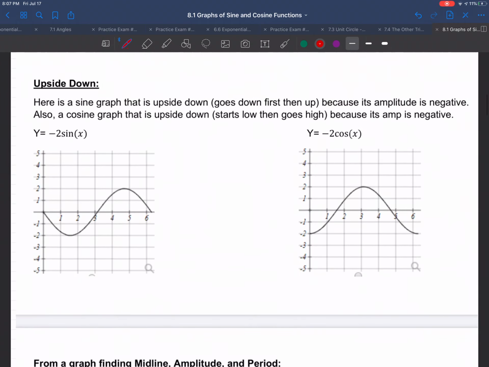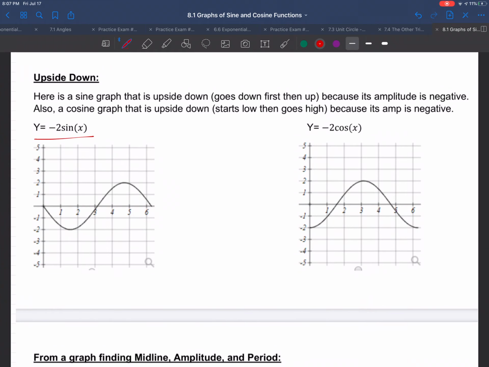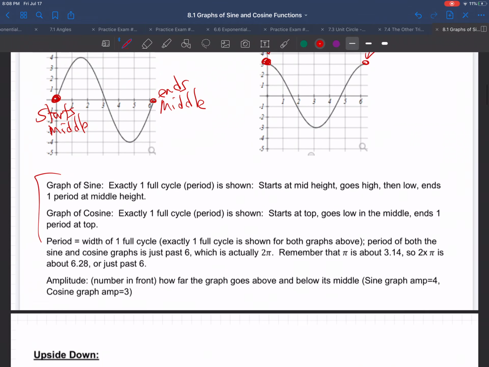But in addition, sometimes we can have upside down. If you put a negative in front of the sine, it'll go down first and then up and back to the middle. Put a negative in front of cosine, it'll start low, go high in the middle, and go back low. So they've been turned upside down. That negative in the front turns them upside down.